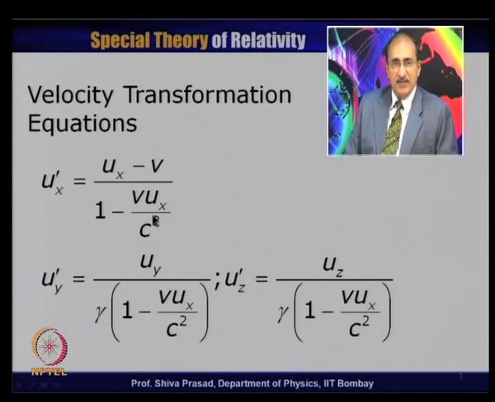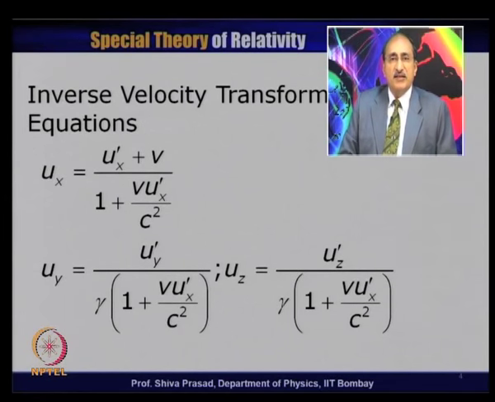What is interesting here is that if we look at uy prime, it depends not only on uy, but also on ux. Similarly, uz prime depends not only on uz, but also on ux. So, this particular factor, involving ux, appears in all three transformation equations, for all three components of velocity, ux prime, uy prime, uz prime.